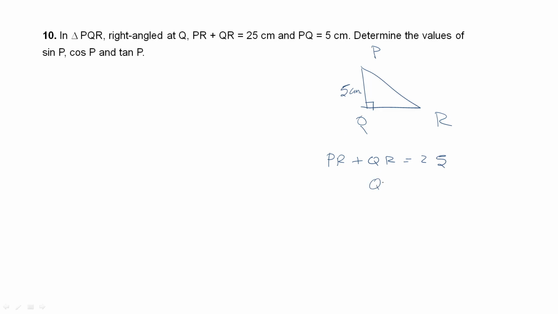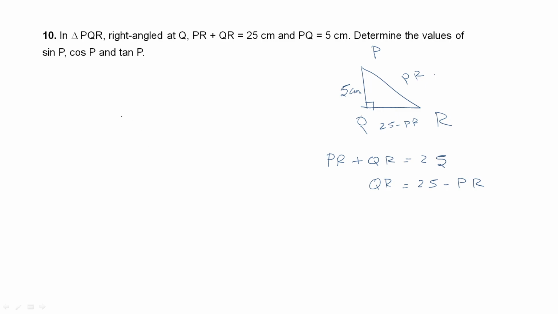What is QR? It will become 25 minus PR. So with this, by using Pythagoras theorem, we can find out PR. Or else we can do one more thing.